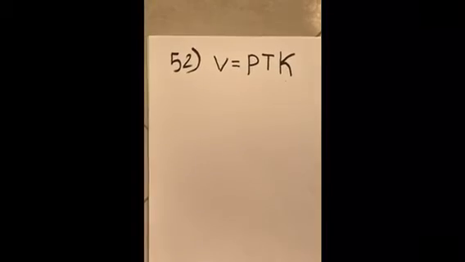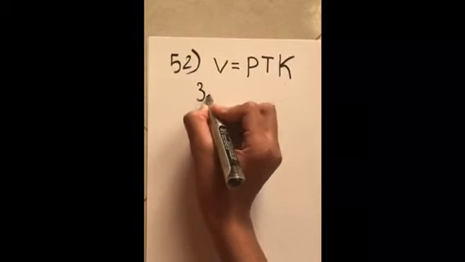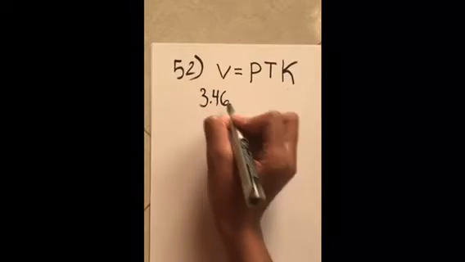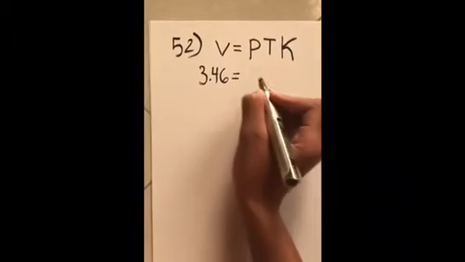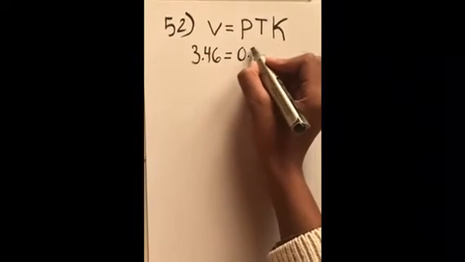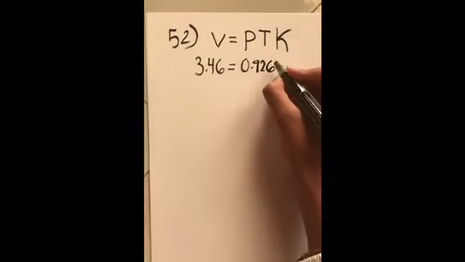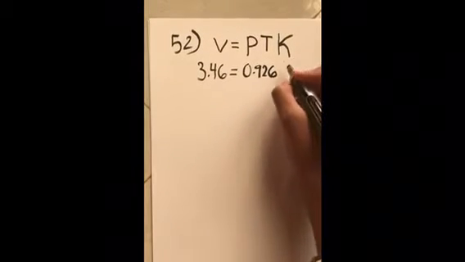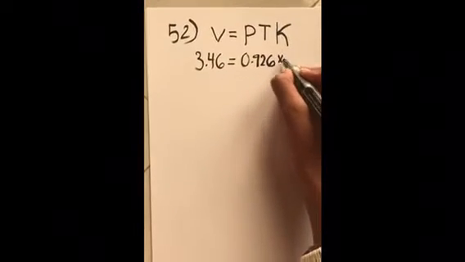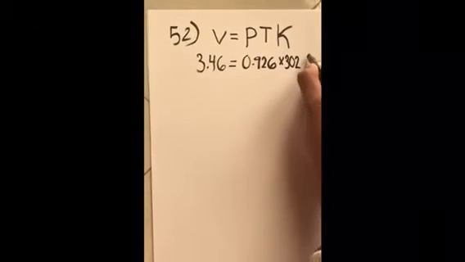In the question, they gave us the numbers for V, P, and T, but we lacked the constant, which is the most important, K. So now we're going to use these numbers to find the value of K, so we can solve the actual question that they asked us to find, which is volume, where they only give us pressure and the temperature.